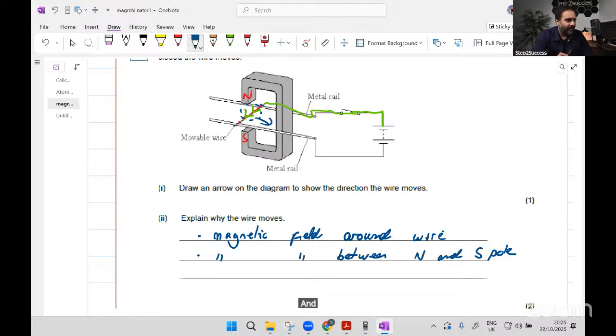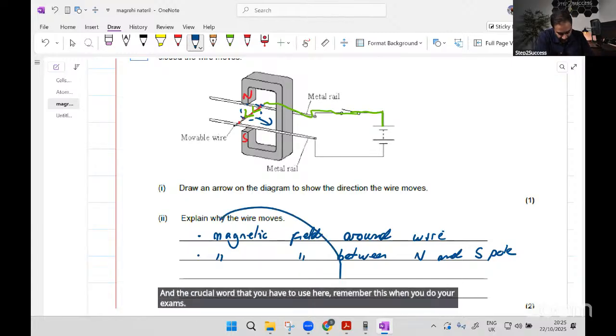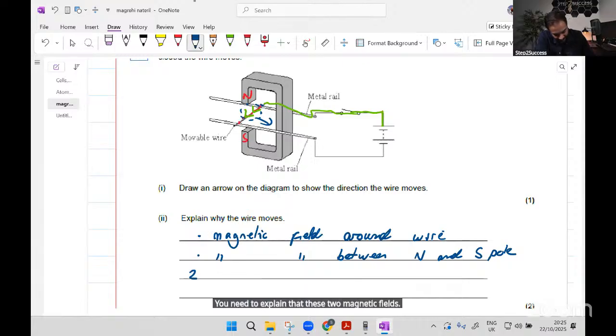And the crucial word that you have to use here, remember this when you do your exams, you need to explain that these two magnetic fields interact. Sadly, you have to use that word.